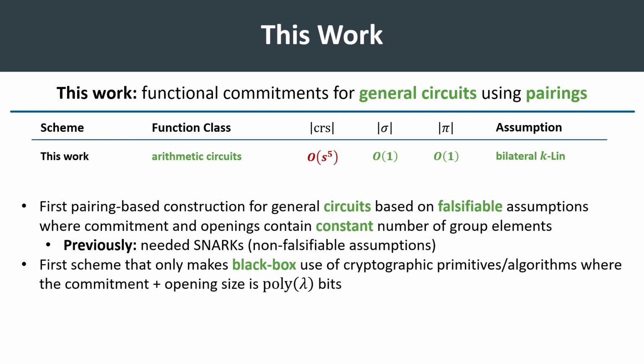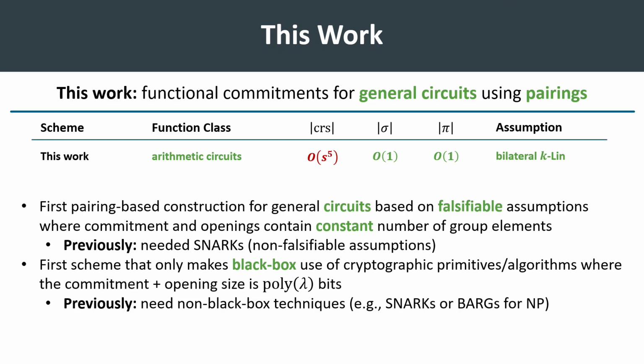It also gives the first scheme that only makes black box use of cryptographic primitives or cryptographic algorithms, where the size of the commitment and the size of the opening is only a polynomial in the security parameter. All previous constructions here relied on non-black box techniques, either, again, a SNARK or a batch argument for NP.